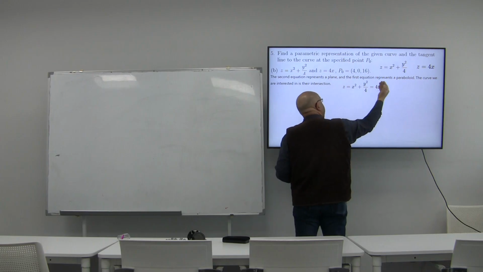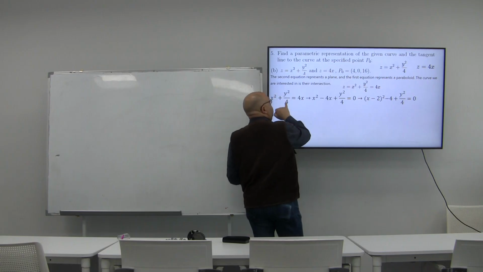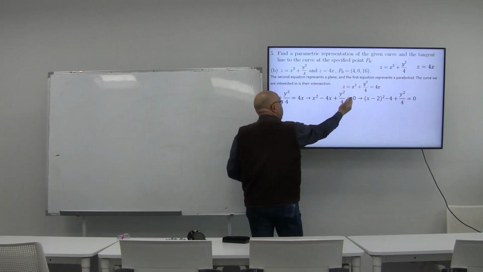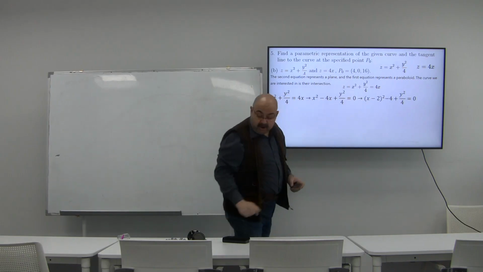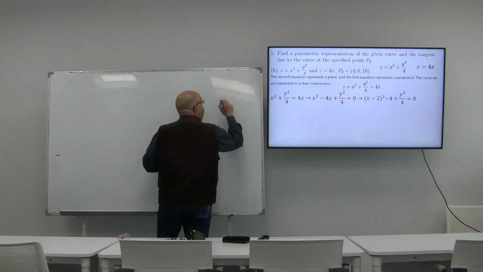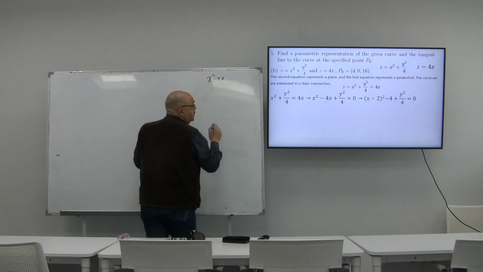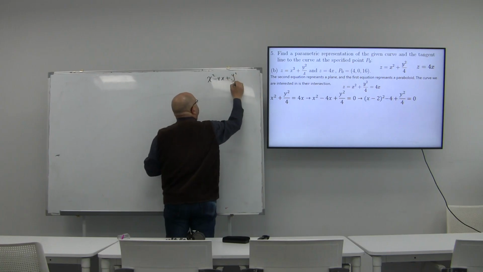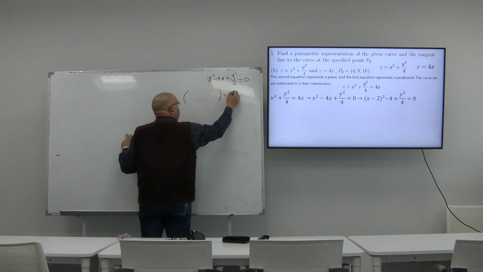I will move 4x from the right hand side to the left hand side. Now I can get a complete square for this. Remark that I have x squared minus 4x, and this is plus y squared over 4 equal to 0. Now I will start completing the square.